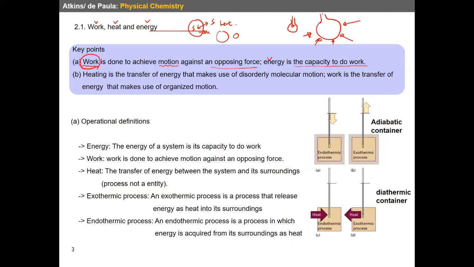The degree of this work is determined by how much energy the system has. Depending on the size of the energy, the capacity for work is also determined. So work and energy have a relation.